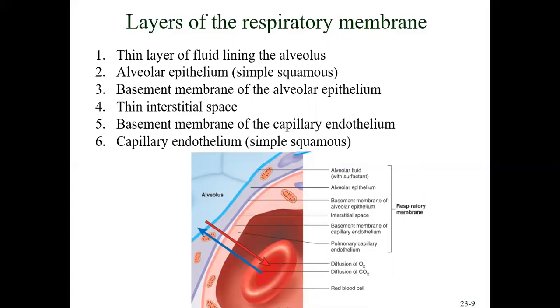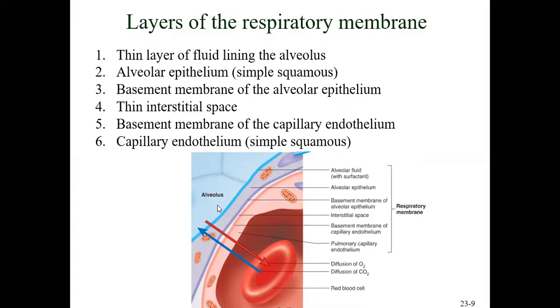Well, you have 6 different layers, and these 6 layers are listed in order from inside the air sac to the capillary. So let's start on the inside. So here's your air, here's your oxygen. Let's say you just take a deep breath. You've got all this oxygen in your lungs. It's inside of the air sac, the alveolus. The first thing it's going to have to pass through in order to diffuse into the bloodstream is a thin layer of fluid, just a water-based fluid that's here.